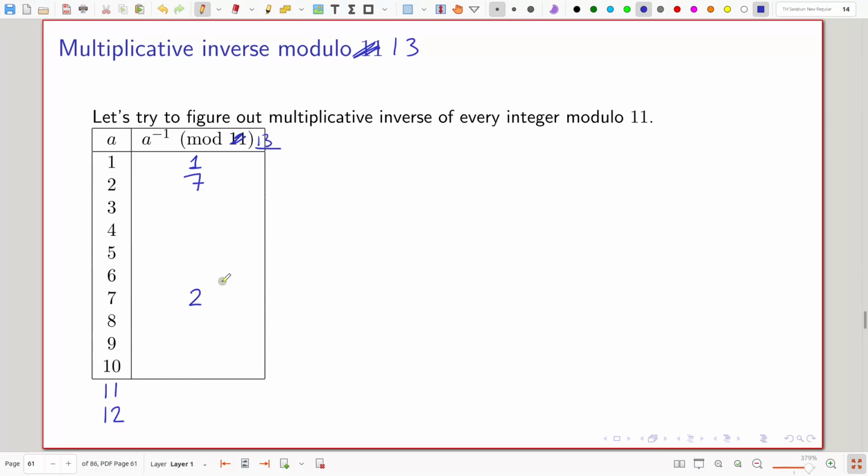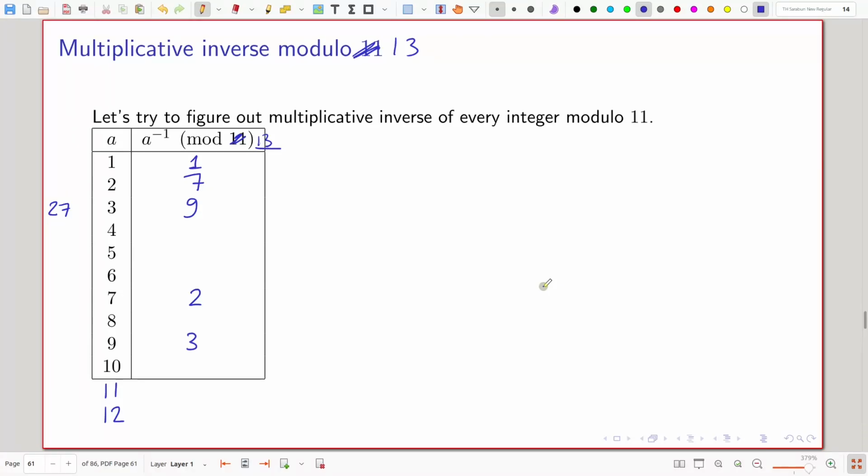It's getting hard. Okay? So let me help you. 9. So why is it 9? 3 times 9 is 27, right? 27 mod 13 is 1. So how are you going to come up with this?